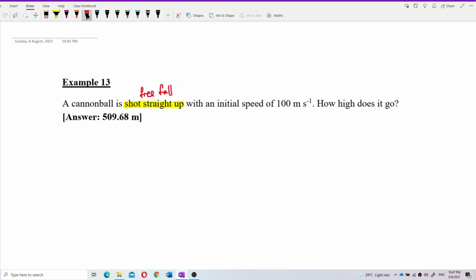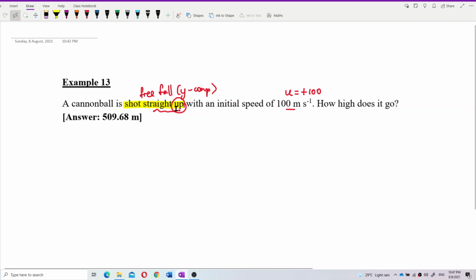Okay? It only has a y component. Now, the initial speed, this is u, the initial speed. And then he says straight up, yeah, up. So that means the initial velocity is positive 100. The direction of motion is going up, so the initial velocity is positive 100.